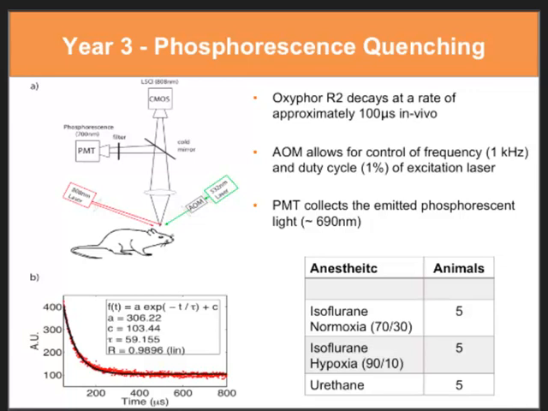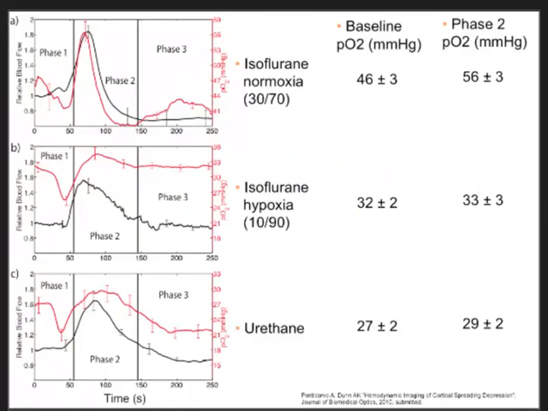So combining that with an AOM to act as an optical shutter, I was able to create a laser with a low rep rate and a low duty cycle that could basically be controlled digitally, and I could run my experiment and collect my data. And what I ended up doing was looking at the changes in oxygen during these spreading depolarizations for animals under different baseline conditions and different anesthetics.